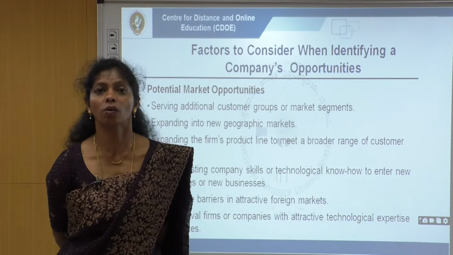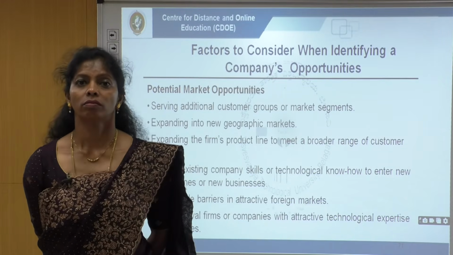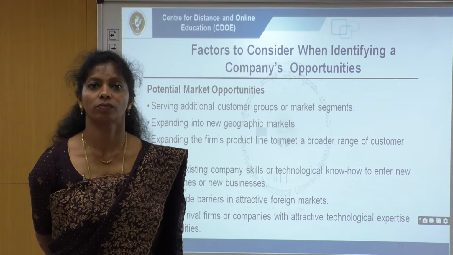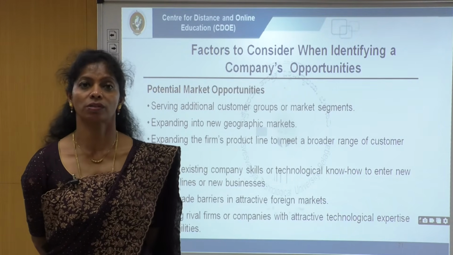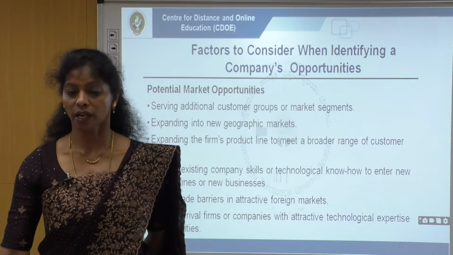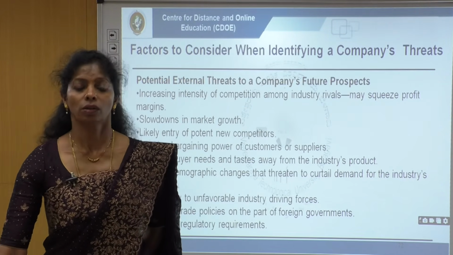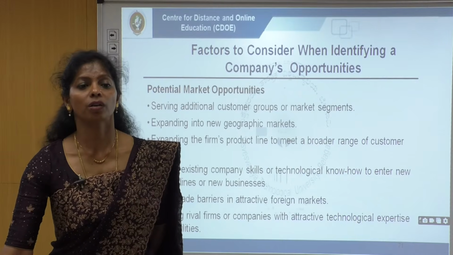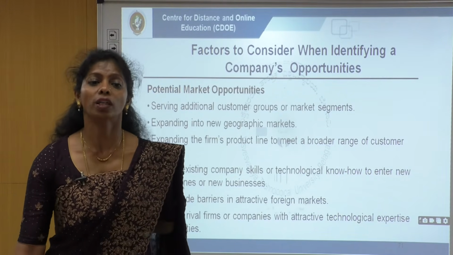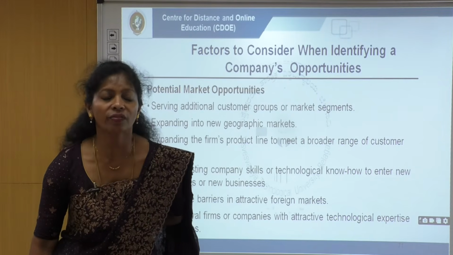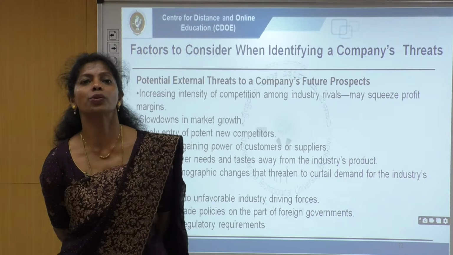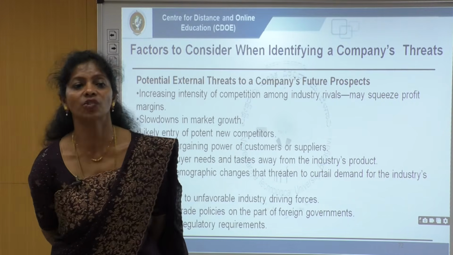First they say, think local, act global. As a company you always need to think from a global perspective, apart from satisfying local needs. Acquiring rival firms or companies with attractive technological expertise or capabilities. So this was about the potential market opportunities. What are the factors to be considered by the organization when identifying a company's opportunities? Now, factors to consider while identifying the company's threats.